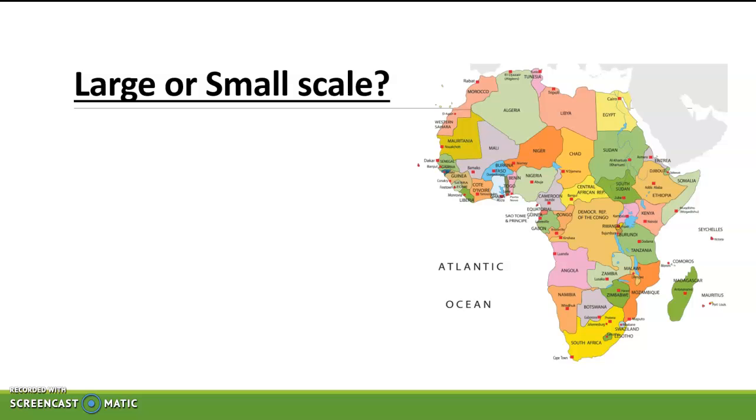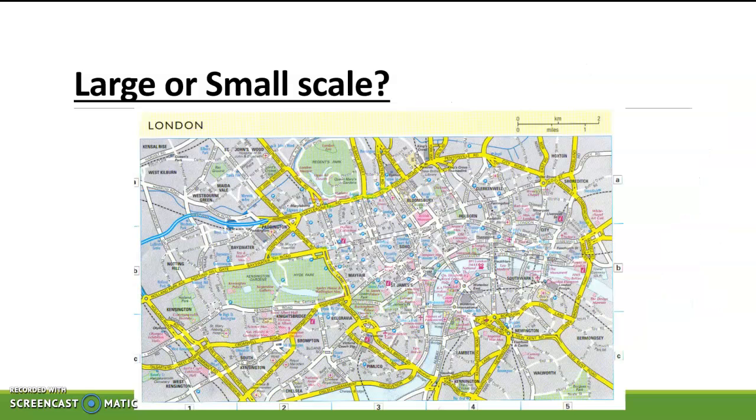All right, so let's go ahead and just test this out here. Would you consider this a large scale map or a small scale map? Next one, would you consider this a large scale map or a small scale map?